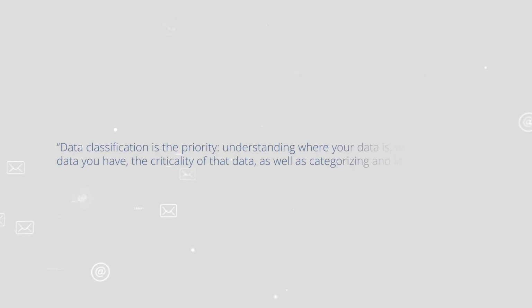But when it comes to securing the cloud environment, there's a lot of different components that an organization has to consider. Data classification, in our experience, is the priority. Understanding where your data is, what type of data you have, the criticality of that data, as well as categorizing and labeling that data, allows Securiix to come in, take a look at the data flow, how data comes in, how people access that data, if they're able to store that data, and by knowing that data flow, know where to inject specific security controls.